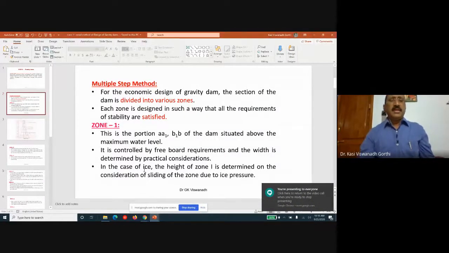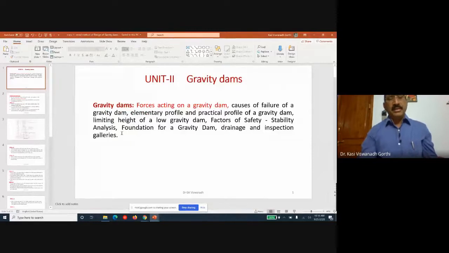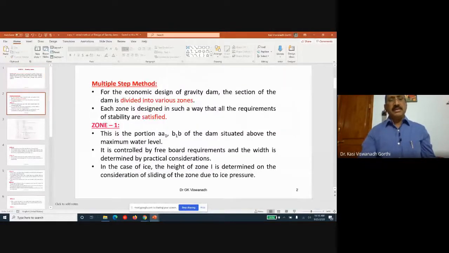Today, we will be taking up the last topic pertaining to the gravity dams. We try to work out one or two problems for the stability analysis of the gravity dams. But before that, we look at the multiple step and single step method of design of the gravity dam.